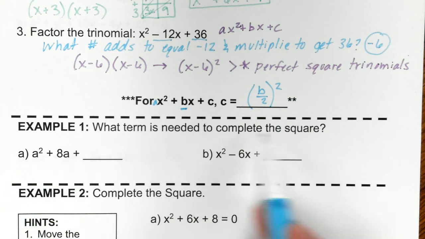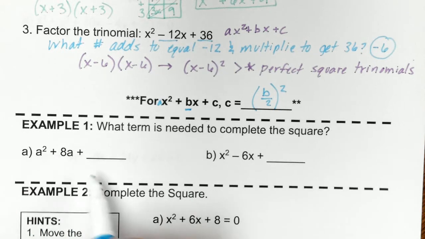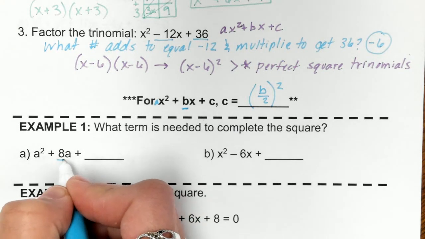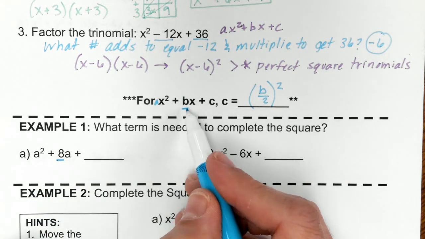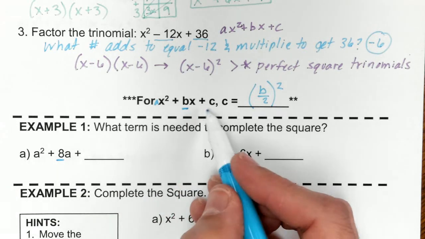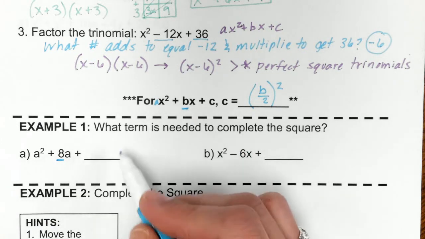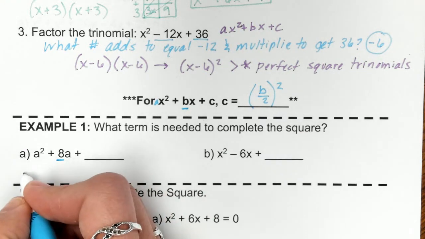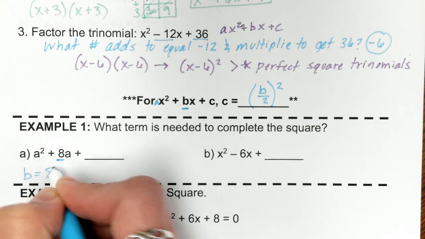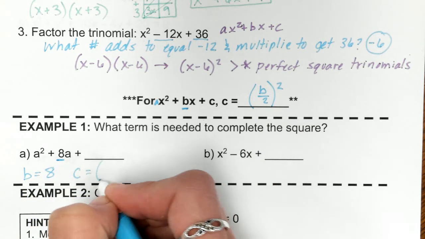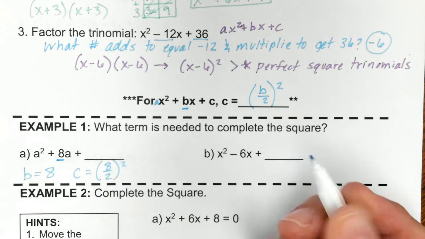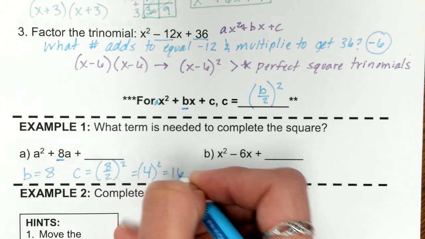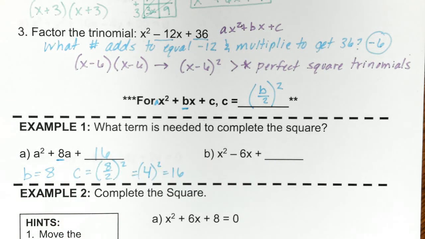So here we're going to complete the square. We have a squared plus 8a plus blank. Well, we know that this letter right here is going to be b. I know it's kind of confusing because it says a, but this is your b, and to find what we're adding over here, we need to use that (b over 2) squared. So here, b is equal to 8. To find c, we need to take 8, divide it by 2, and then square it. So 8 divided by 2 is 4, squared gives us 16. So that's what we plug in here.